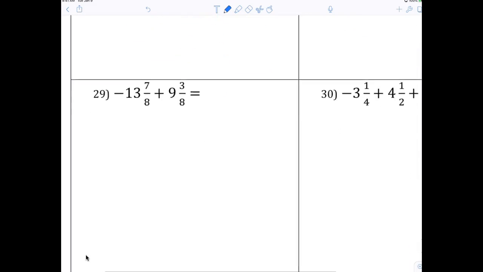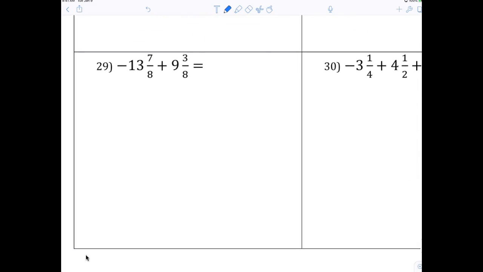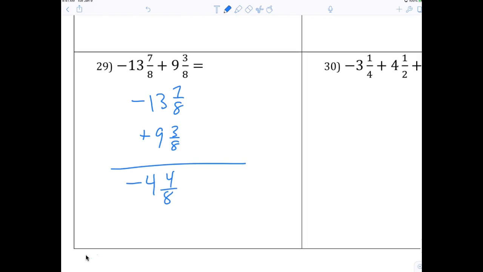All right, here we go. Number 29. Are we adding or subtracting? So we put the largest whole number, negative 13 and 7/8 plus 9 and 3/8. Negative 4 and 4/8, which reduces to negative 4 and 1/2. All right. You should know if you're getting better. You should know if you know what's going on.